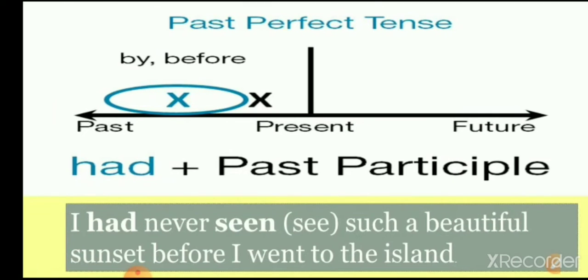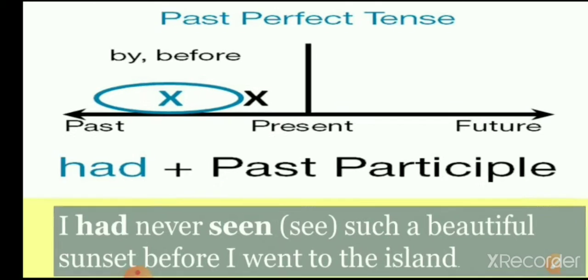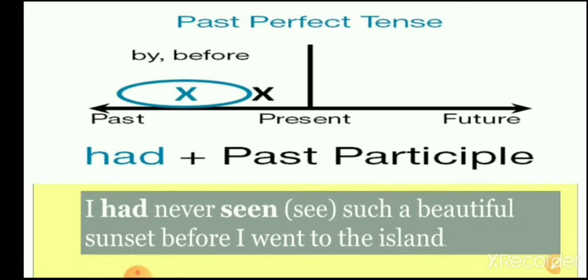Past, present, future. So I have shown in the timeline, and what is the form for past perfect tense? It is had plus past participle. That is subject plus had plus past participle. Here is an example. I had never seen such a beautiful sunset before I went to the island.